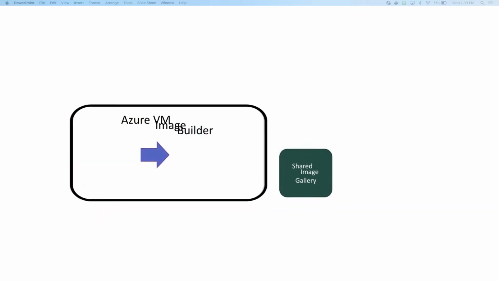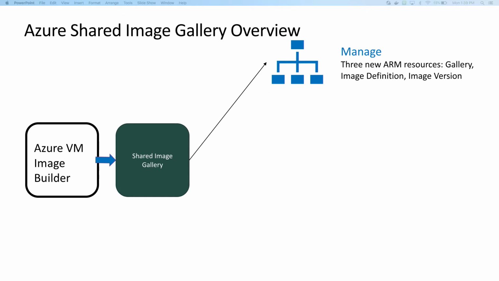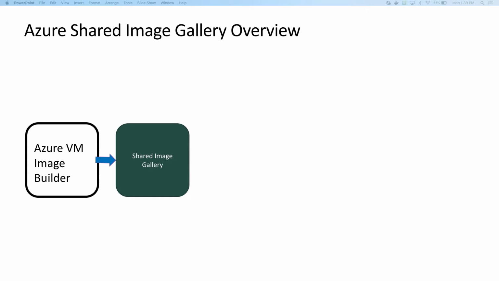Thanks, Daniel. Just like Azure VM Image Builder makes it easy for you to build virtual machine images in Azure, Shared Image Gallery makes it easy to distribute, share, and manage your images. Once you've built and published your image, let's look at the key things that you can do with Shared Image Gallery. First and foremost, you'll be able to manage your virtual machine images more efficiently. What that means is, with the 3 new ARM resources that we've introduced as part of this feature, you'll be able to logically group and version your images.